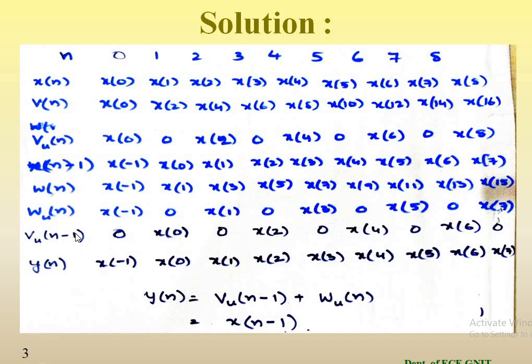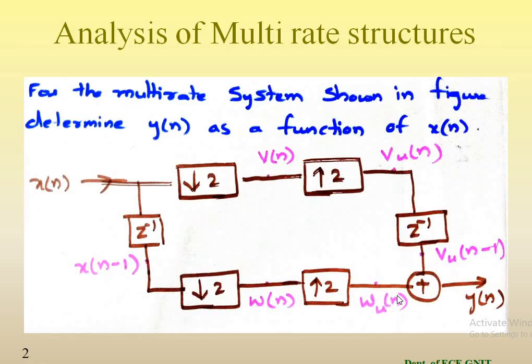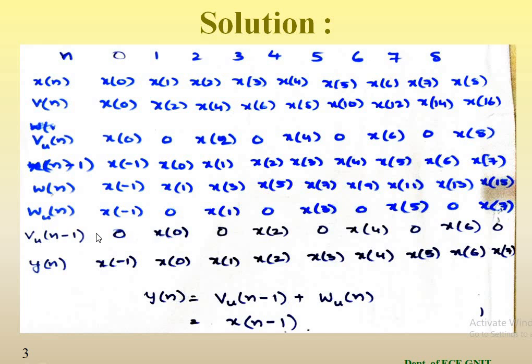Since we are only left with the addition of these two outputs from the first and second cases, now I would like to calculate v_U of n minus 1. It is a delayed version of v_U of n, and therefore it will be 0, x of 0, 0, x of 2, 0, x of 4, and so on.